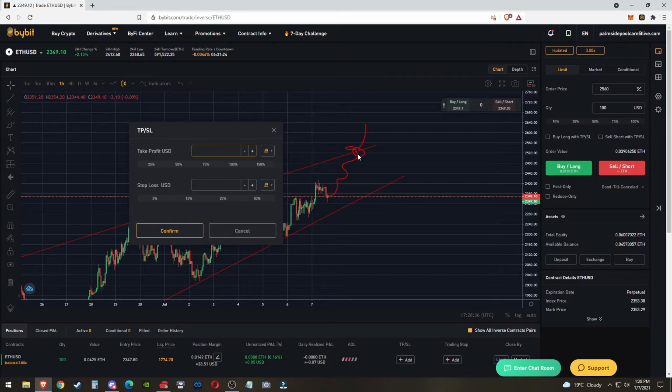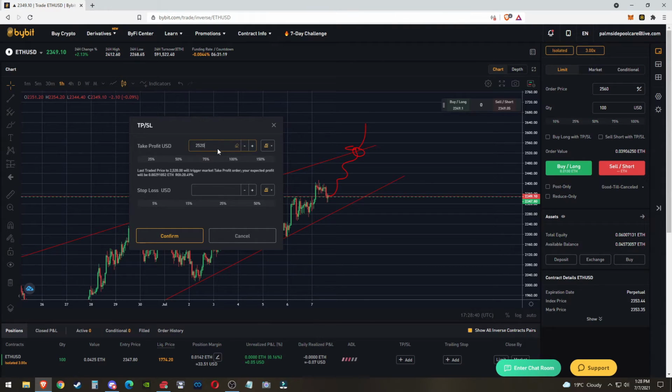So basically I would take a profit around 25.20, 25.20. Or you can use these percentage marks, but these don't really always work out. I would basically just enter what you think, your support level, your resistance level, and where you think it'd be good.